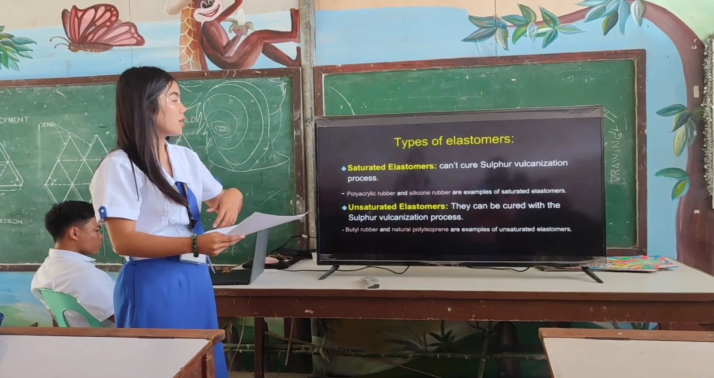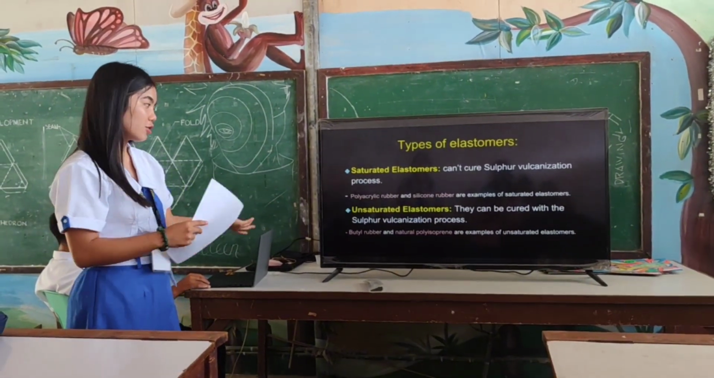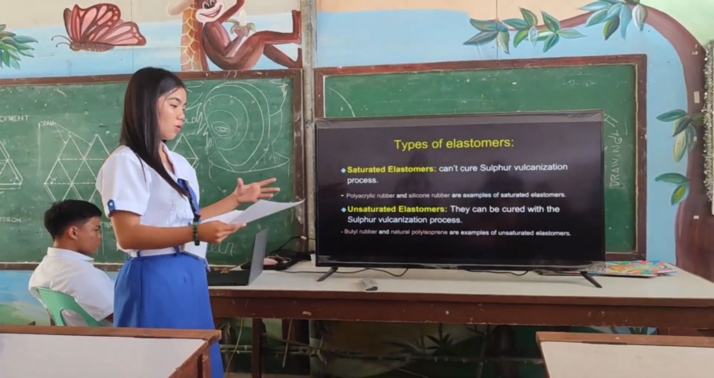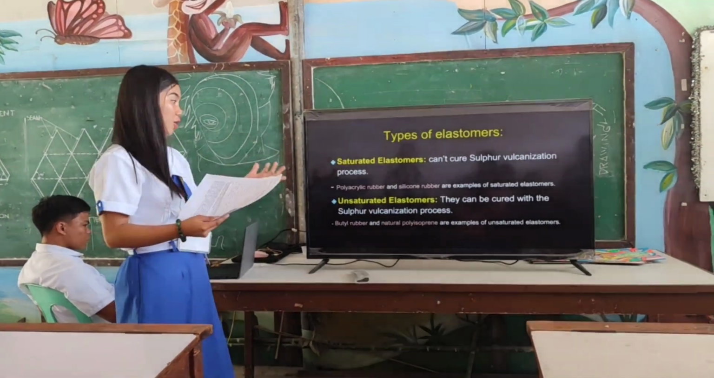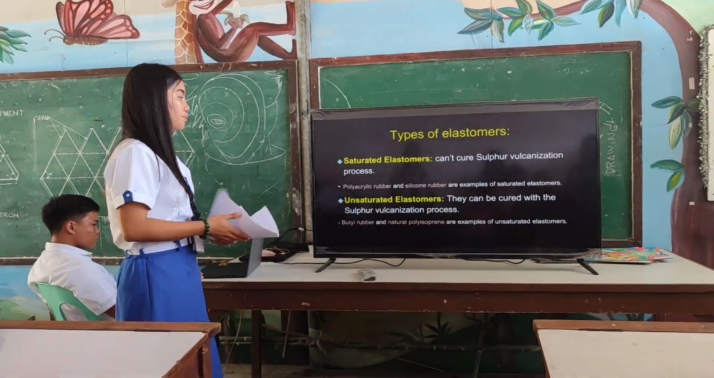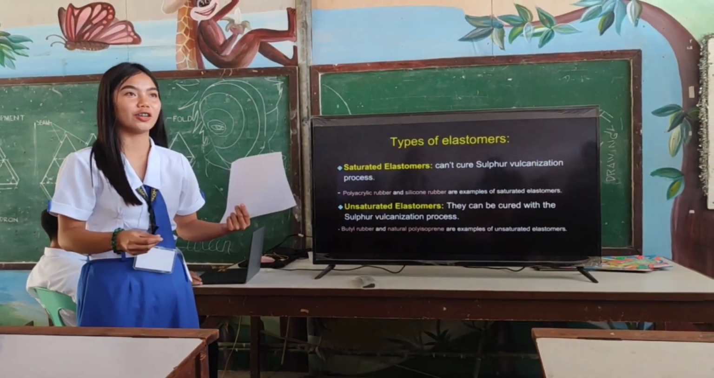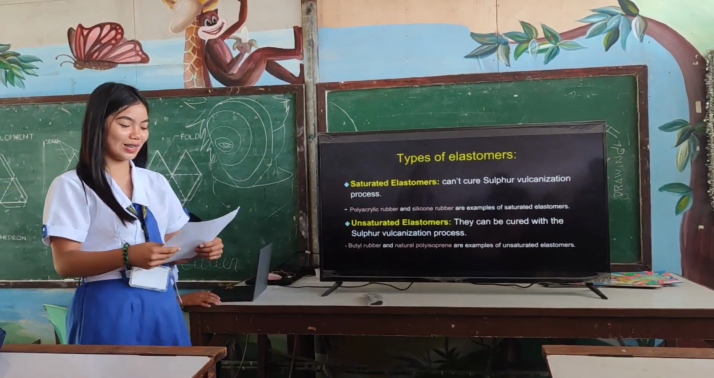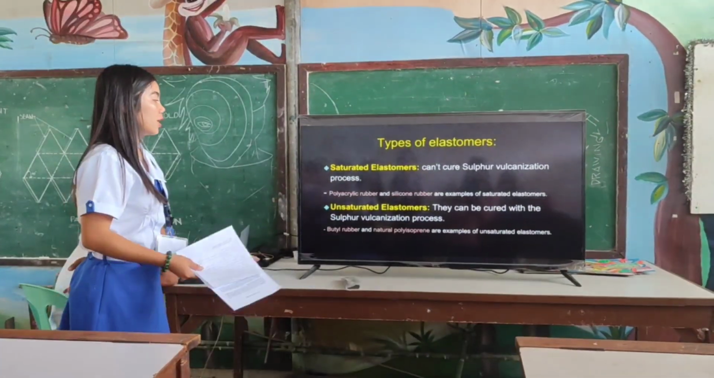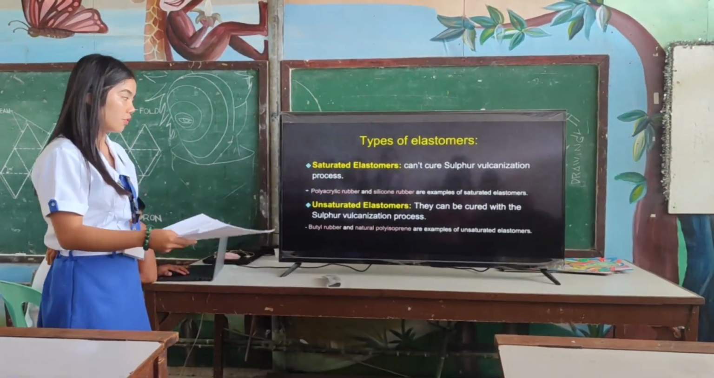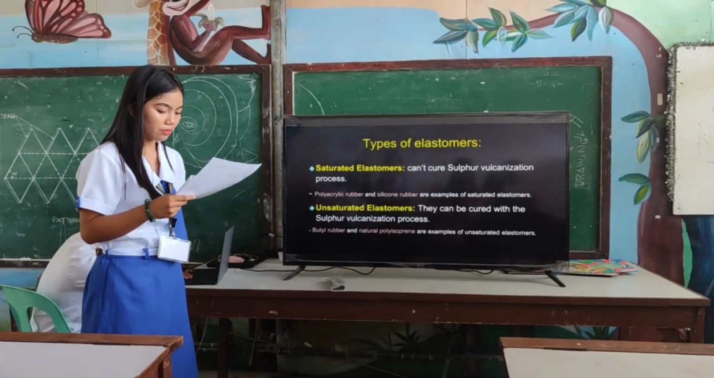So the silicone is an element, while the silicone rubber is a polymer that contains silicone. It can be used for toys. Then, for the unsaturated elastomers, they can be cured with the sulfur vulcanization process.